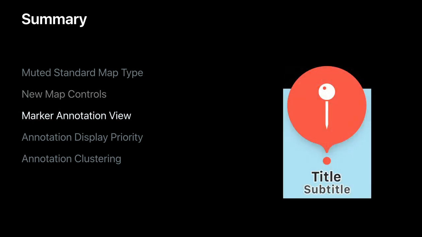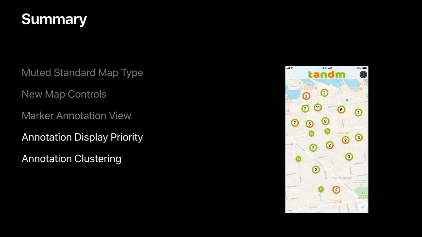We have the new marker annotation view that displays a lot more information about your data at a glance without having to dig in and out of the data all the time. And the marker annotation view works beautifully with the new APIs for display priority and clustering to give you a nicer looking and less cluttered map.